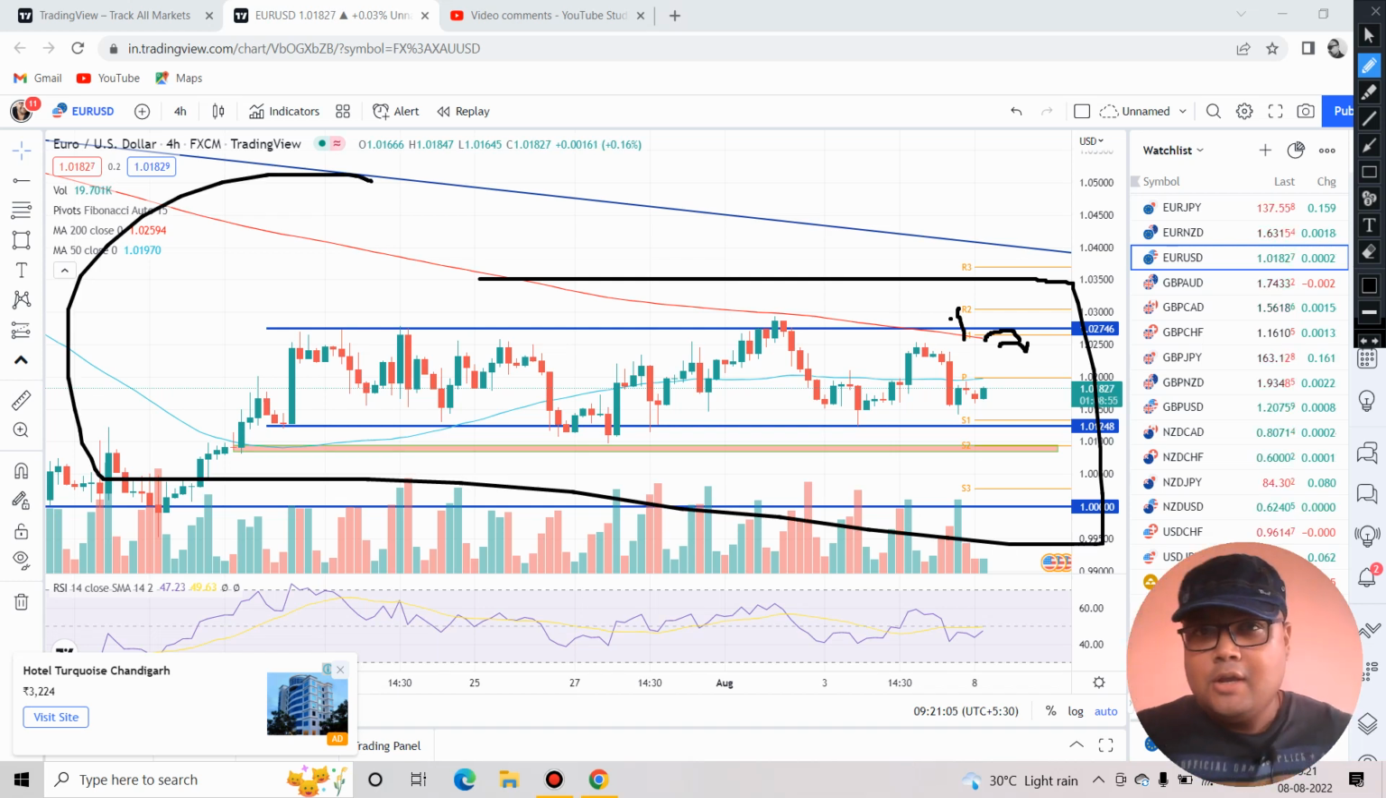And hopefully you've understood. Follow proper risk management. This is my analysis. I can be wrong as well. Protect your hard-earned money, protect your capital.